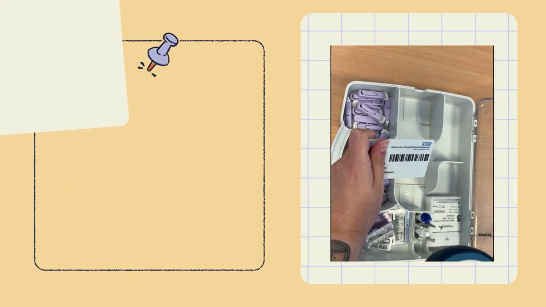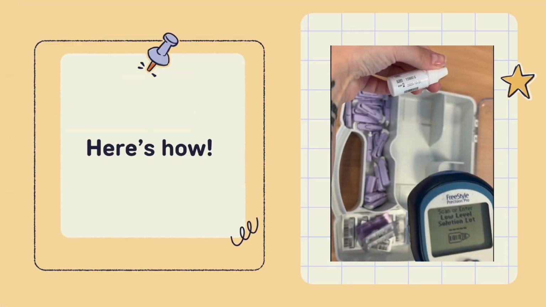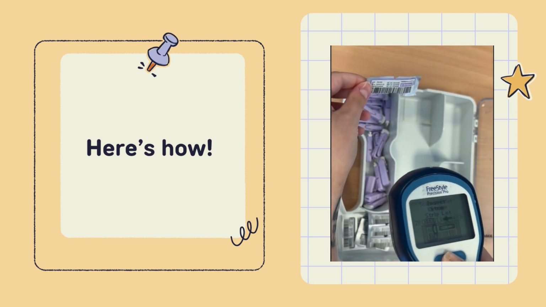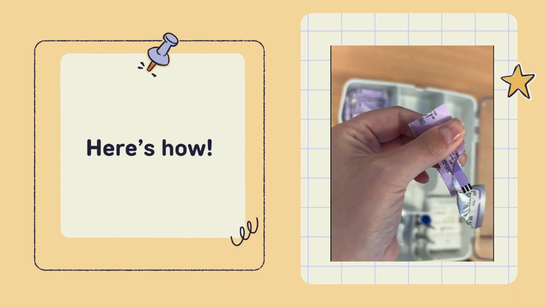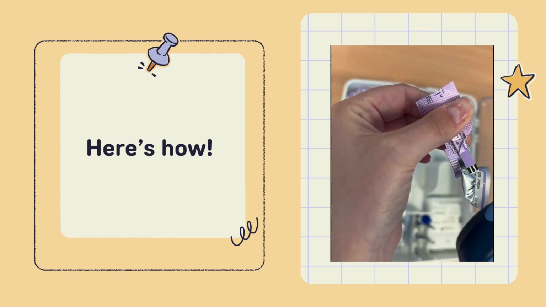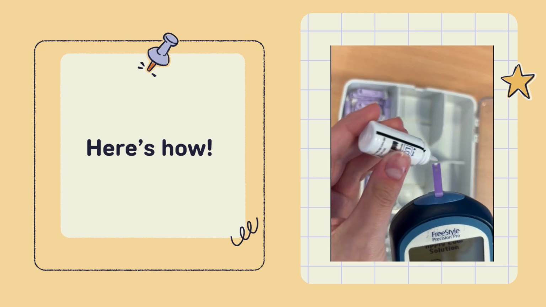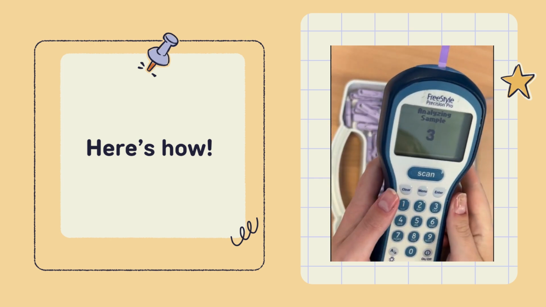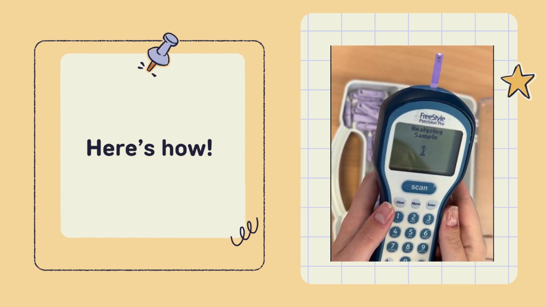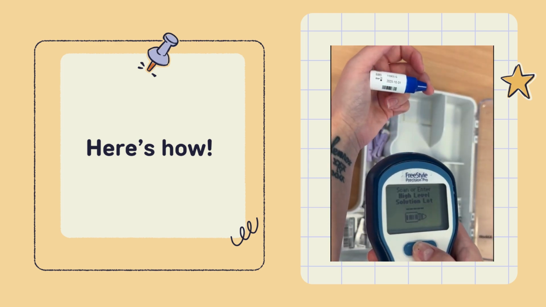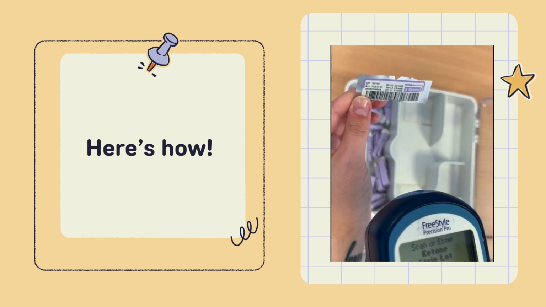Here is how. First, scan UID. Next, scan the low solution, then the strip required for QC. Insert the strip into the meter and avoid touching the transducer end of the strip. Apply a drop of the low solution onto the reactive spot of the strip, and wait for the result. Remove the strip and repeat the same process, this time using the high solution.